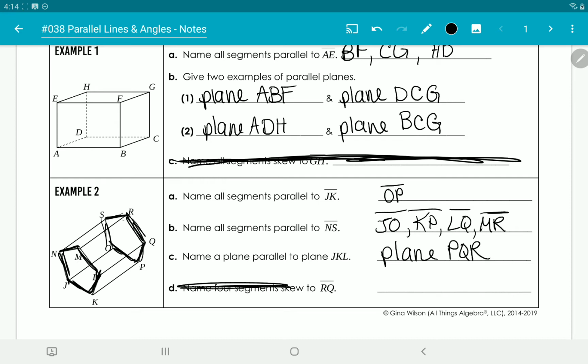And then this one's asking about skew, so we're going to mark it out. As long as they're going the same direction and therefore are in the same plane, and they're not going to meet each other, they're never going to intersect, then you can consider them to be parallel.